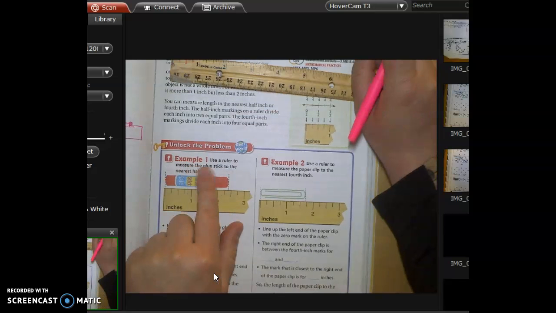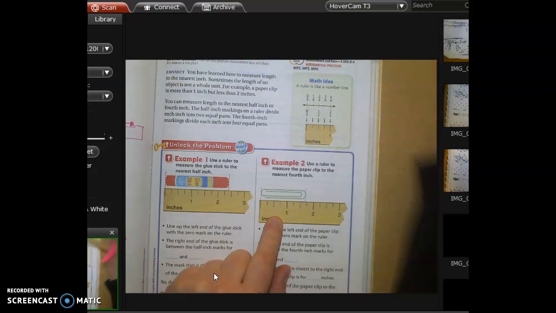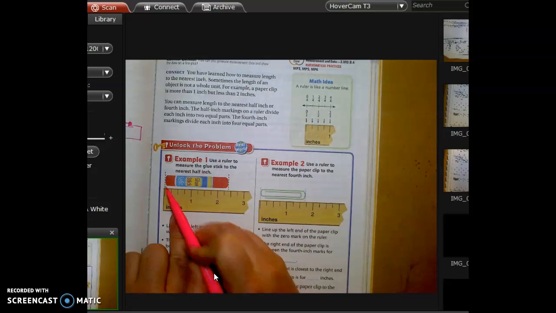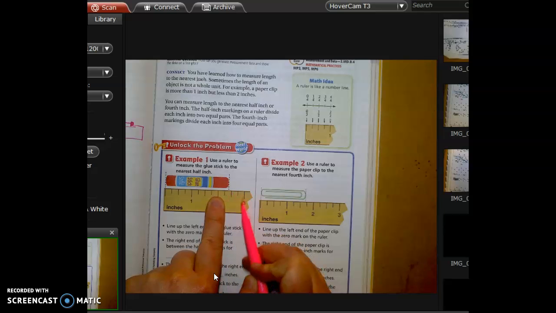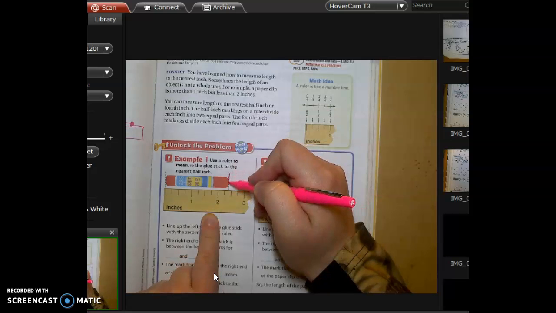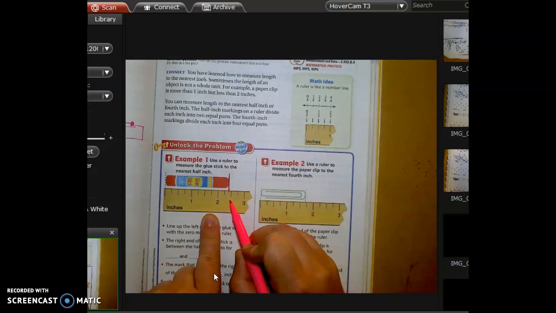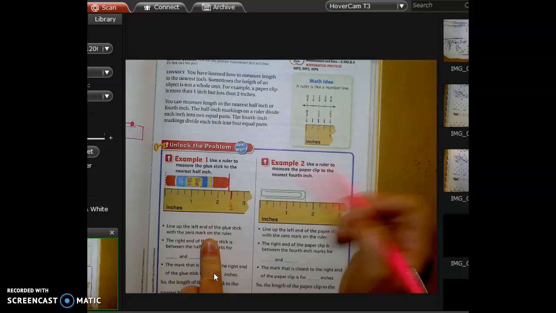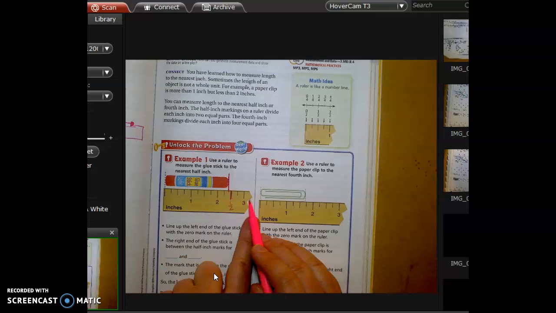Unlock the problem. Example 1. Use a ruler to measure the glue stick to the nearest ½ inch. They have the ruler right out here for us on this one. So it goes past the 1, it goes past the 2, but it does not go to the 3. But we want the nearest ½ inch, so we draw a line here. We can see it's going right to here. This line right here in the middle, that's our ½ inch. But it's not just a half, because we're halfway past the 2 to the 3.